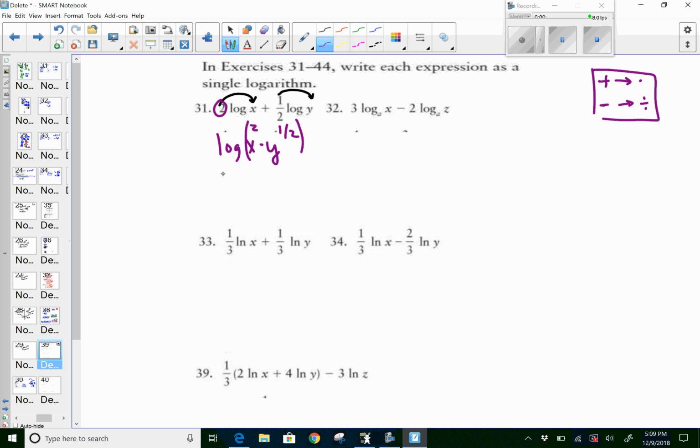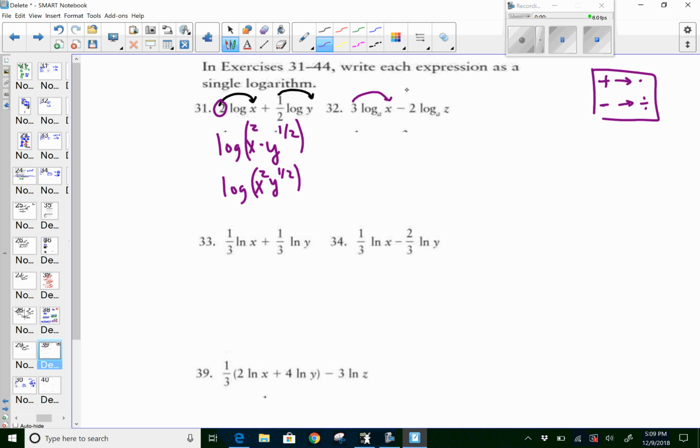A better way to write this is just log. There's no base, so leave it like that. And it's going to be x squared y to the 1/2. That's how you'll see it. You may or may not see parentheses around it. Okay. Let's do 32 the same way.